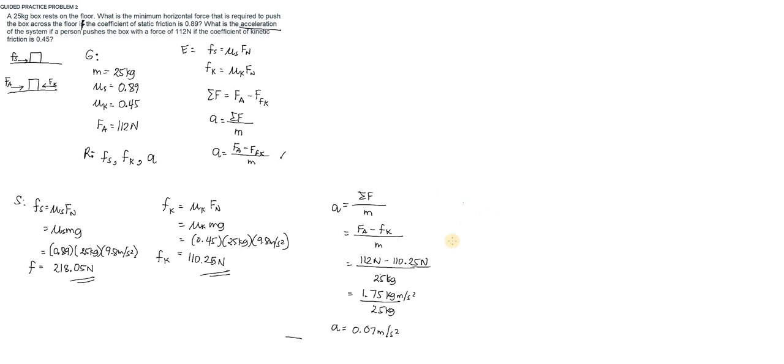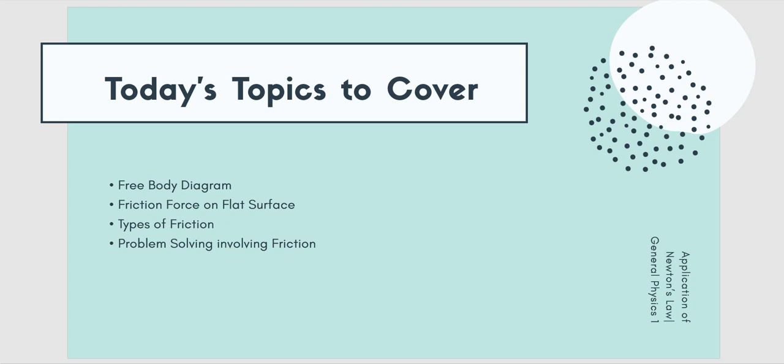We're able to find this. As a summary of our lesson for today, we were able to discuss the free body diagram, or the FBD, drawing all the forces acting on the body, which helps you solve the resultant force acting on the object. We discussed friction on flat surfaces. The two types of friction are static friction and kinetic friction. Static friction is for objects that have no relative motion, or objects at rest. Kinetic friction is the frictional force that acts during the motion of the object. And then we were able to solve a problem involving friction.